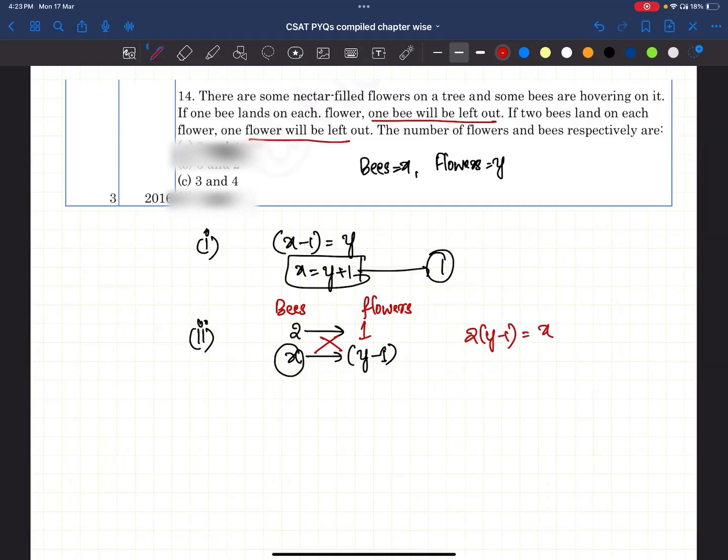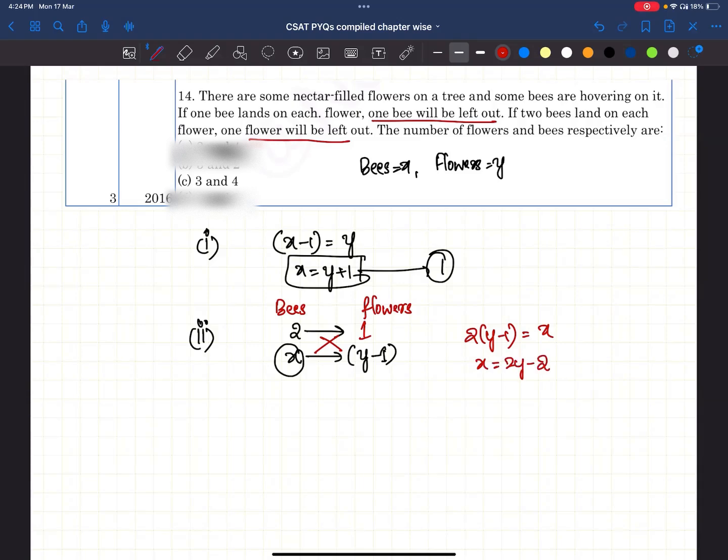See, what are we taking? If two bees are sitting on one flower, then x bees will be sitting on y minus 1 flowers because one flower is left. We are taking cross multiplication to write the equation. That means x is equals to 2y minus 2.